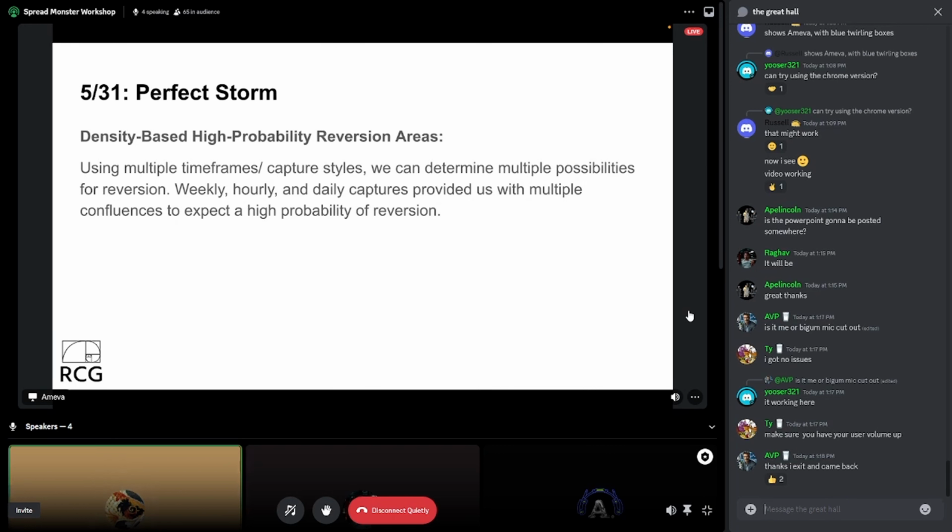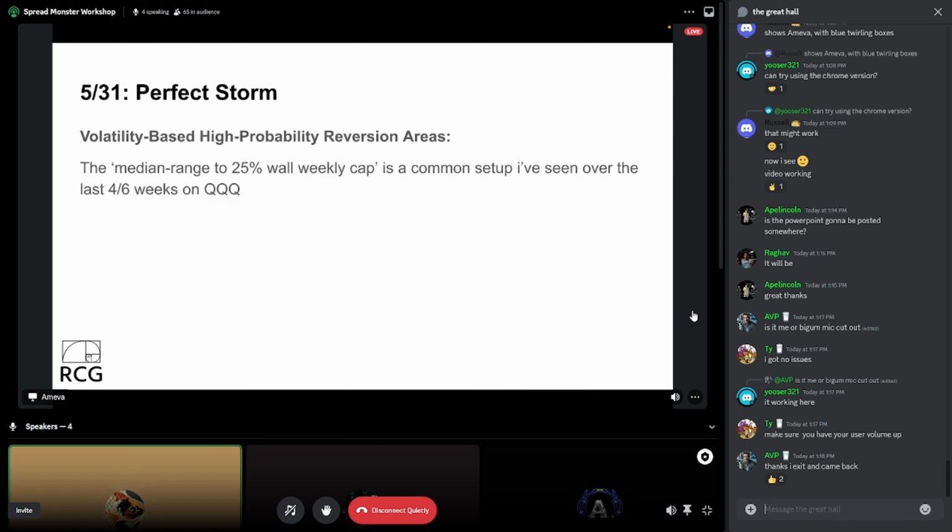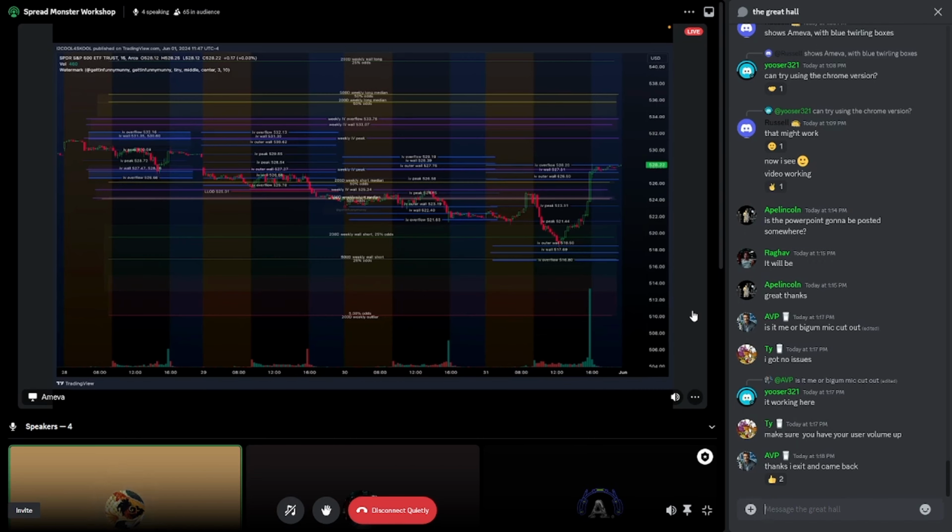We use those density-based high probability reversion areas that I was showing earlier. We determined multiple possibilities for reversion over the weekly, the daily, and the hourly captures, which even provided us with multiple confluences to expect reversion. Right? Then we also had a high probability reversion area at the weekly session cap, right?